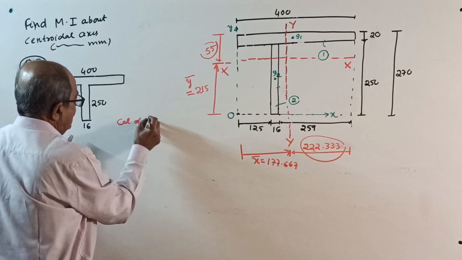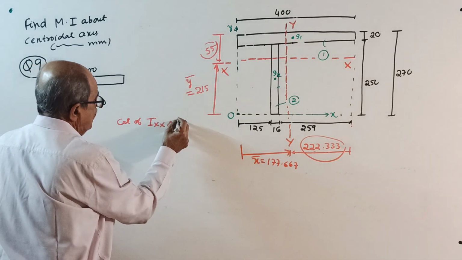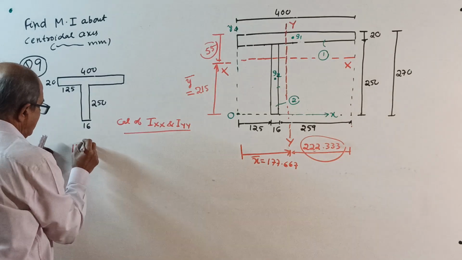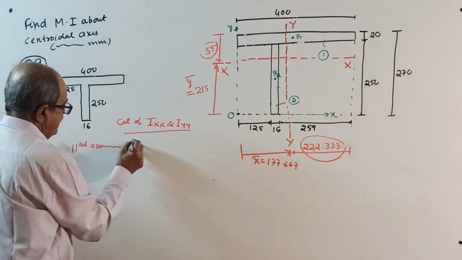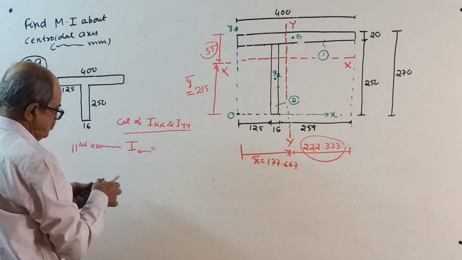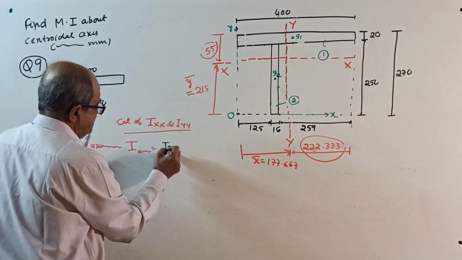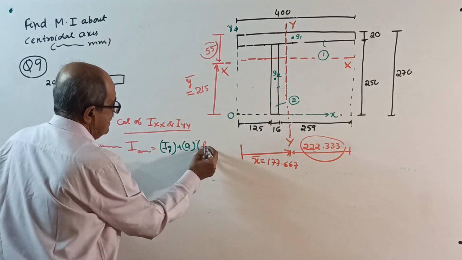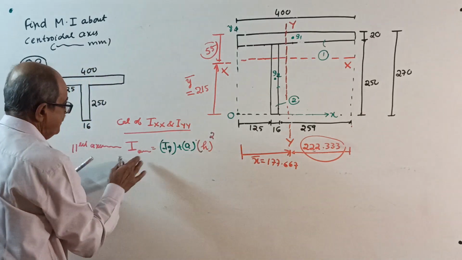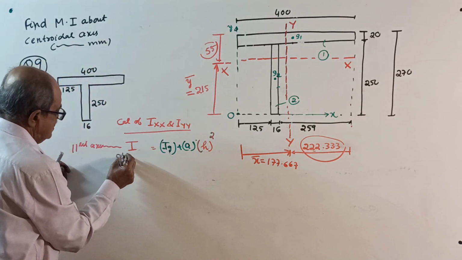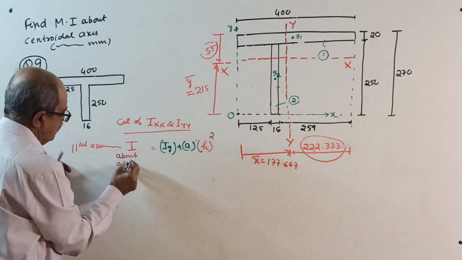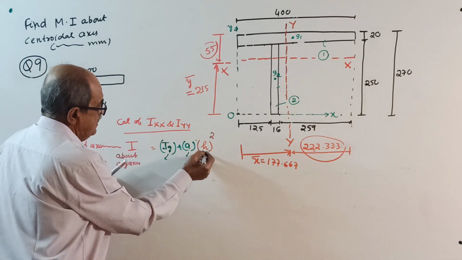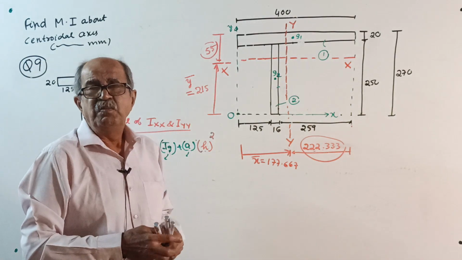Now next. Calculation of I about XX and I about YY. Okay, start. As usual, write by parallel axis theorem, I about any axis equals Ig plus area into h square. This question I will write. Next time I won't write it; I will put just parallel axis theorem. What is Ig? What is area? What is h? Explained more than 100 times now.